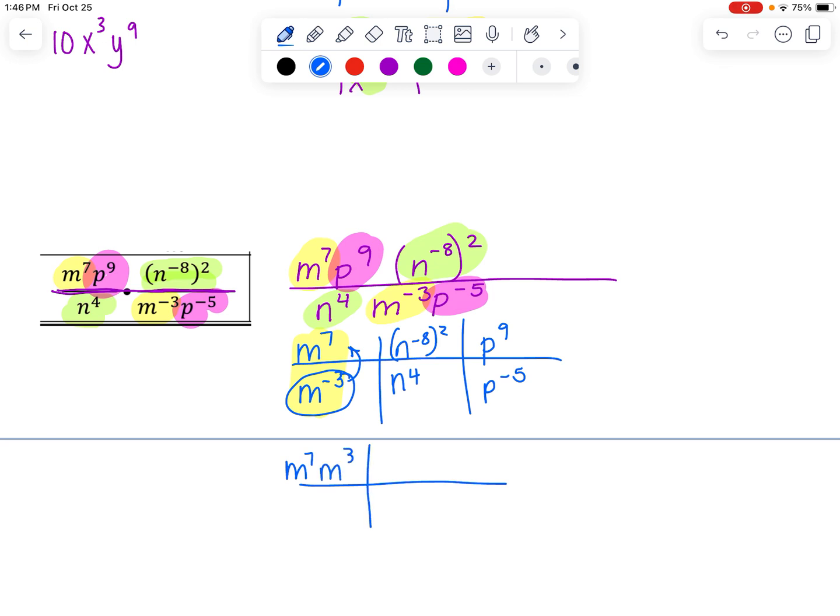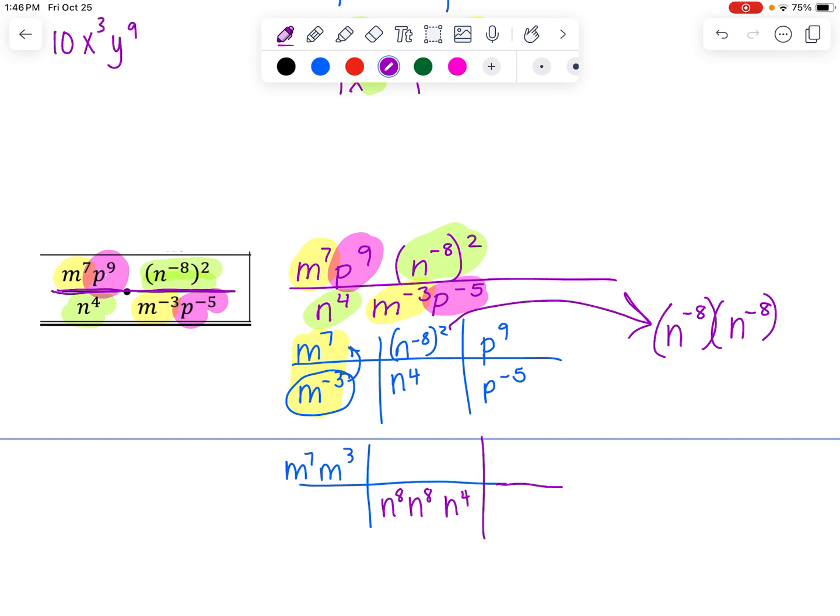Then I have n to the negative 8th power squared. So that is really just like n to the negative 8th times n to the negative 8th. So what I can do then is, again, if we have an expression with a negative exponent, what you do is take the reciprocal. So if it's in the numerator, it's going to go to the denominator. So I'm just going to take both of those, put them in the denominator, and then it'll be a positive 8 as an exponent. And then n to the 4th.